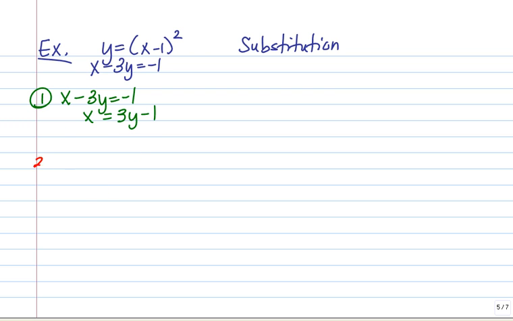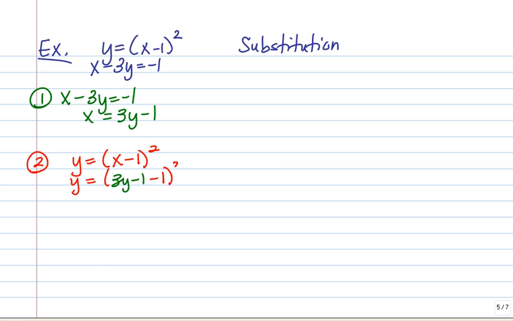Now, step 2 is going to be to substitute this expression into the other equation. So in my other equation, y is equal to x minus 1 squared. What am I going to do here? In place of x, I'm going to put 3y minus 1.